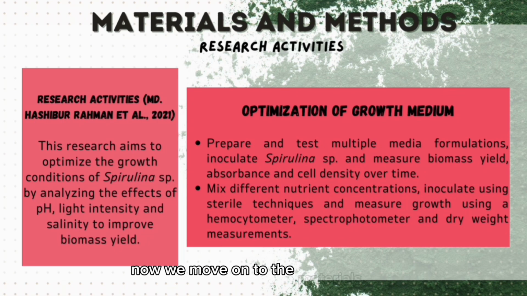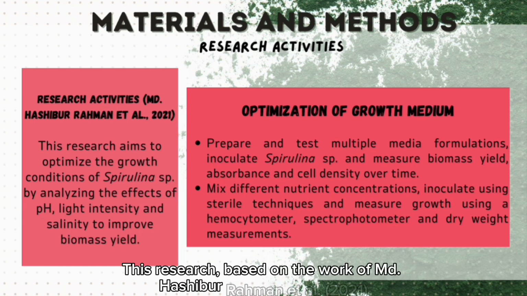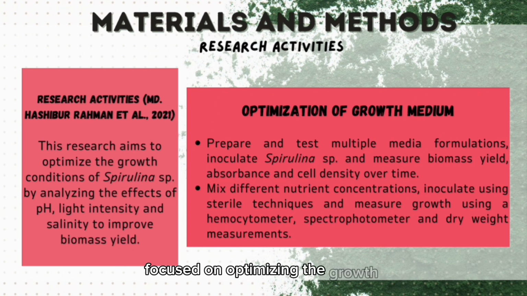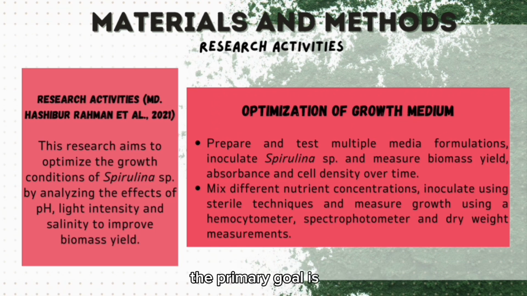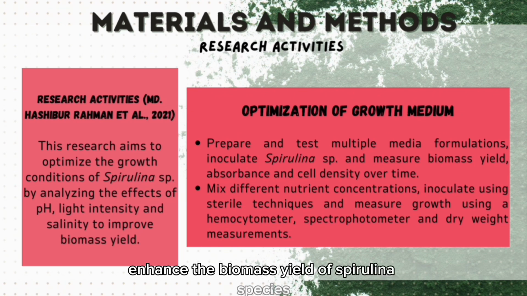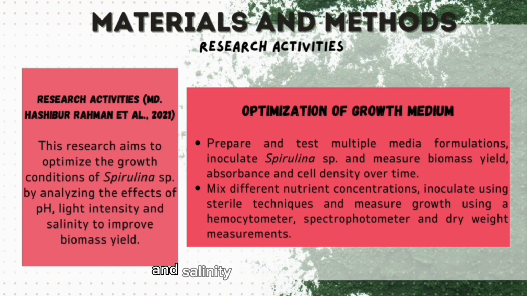Now we move on to the material and method. This research, based on the work of Mohd Ayal 2021, focused on optimizing the growth conditions of Spirulina species by investigating the impact of various environmental factors and evaluating temporal variation in growth dynamics. The primary goal is to enhance the biomass yield of Spirulina species by systematically analyzing and optimizing pH, light intensity and salinity level in a controlled laboratory environment.